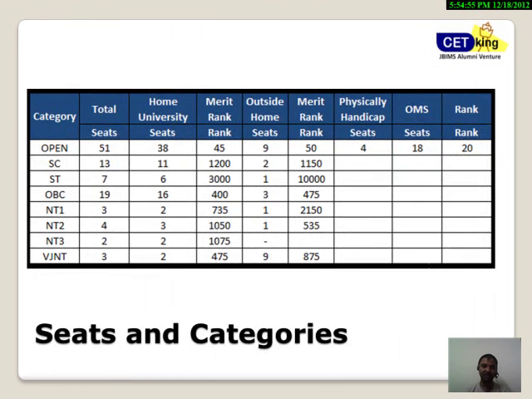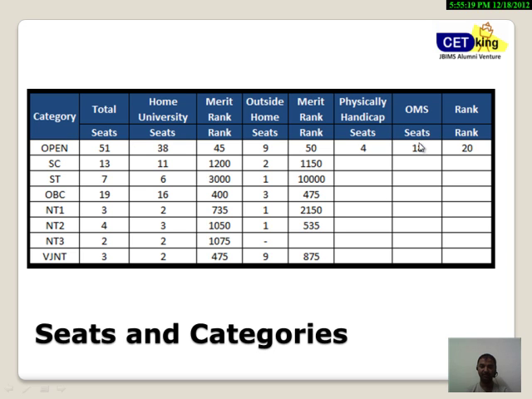Now there are 51 open seats in JBIMS. Yeah, I'm taking the Mumbai based college now, JBIMS. So 38 seats for the Mumbai people, 9 seats for the outside home university, OHU is called. It's for basically the Pune, Nagpur based people. Physically handicapped 4 seats. Unfortunately, they are covered in the open category, and 18 seats for the OMS.